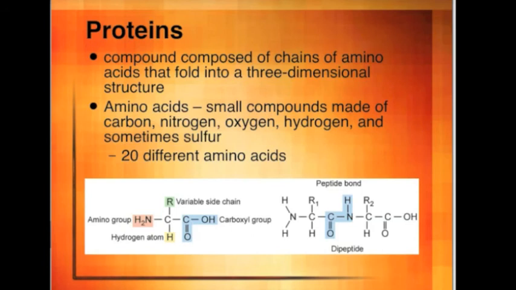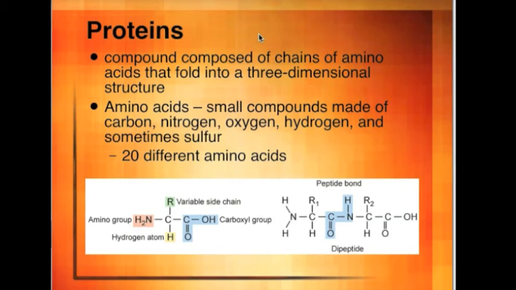All right, the next major macromolecule that we're going to talk about is proteins. Proteins are composed of amino acids that fold into three-dimensional structures. There are 20 different essential amino acids in your body. And what we mean by essential amino acids is your body can't make them. You must ingest those 20 different amino acids because they are the building blocks that your body uses in order to make all of the proteins in your body.